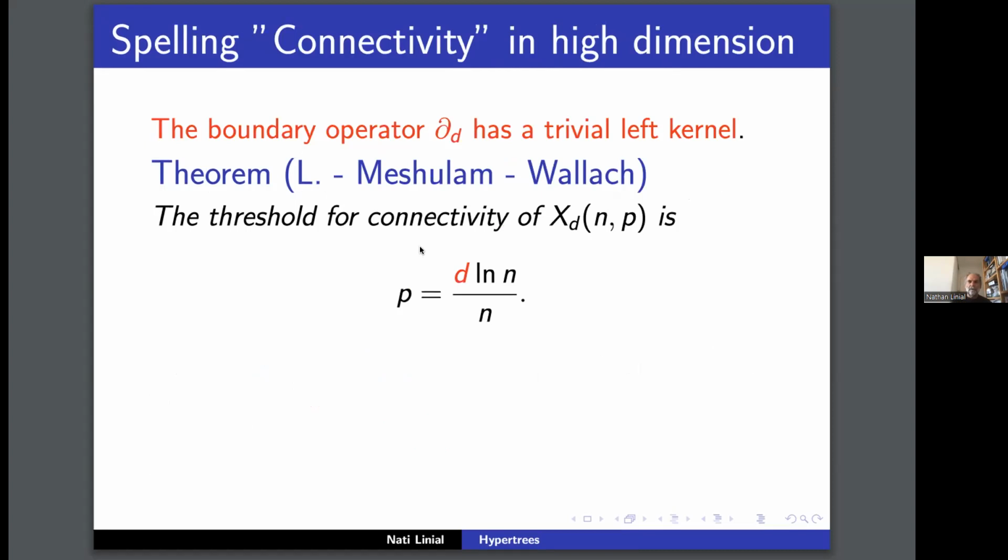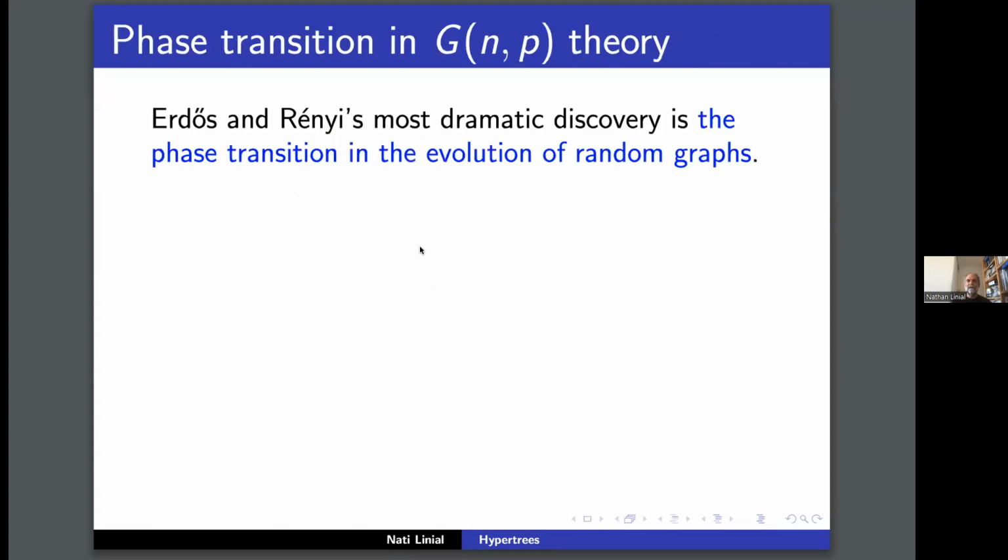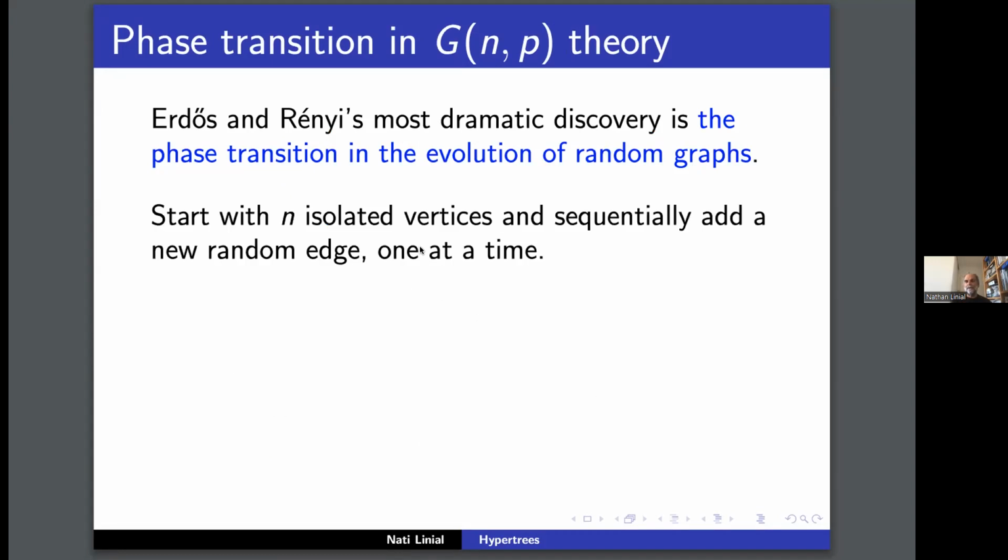With Roy Meshulam, when we started defining the notion of random simplicial complexes, we found out that the threshold for connectivity in this model was, again, well, we have a full (d minus 1)-dimensional skeleton, and we add faces independently with probability p. If you think about it for a moment, when d equals 1, it's precisely the Erdős-Rényi model. The threshold for having a trivial left kernel is precisely d ln n over n. It's nice because at d equals 1, it recovers the Erdős-Rényi theorem. And the meaning is just as before: if p is a little less, then the left kernel is non-trivial; above it, it is trivial.